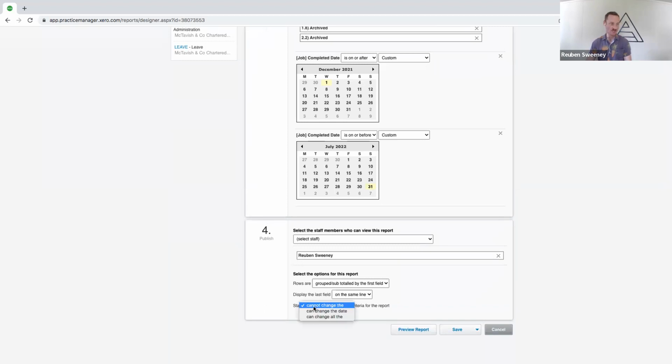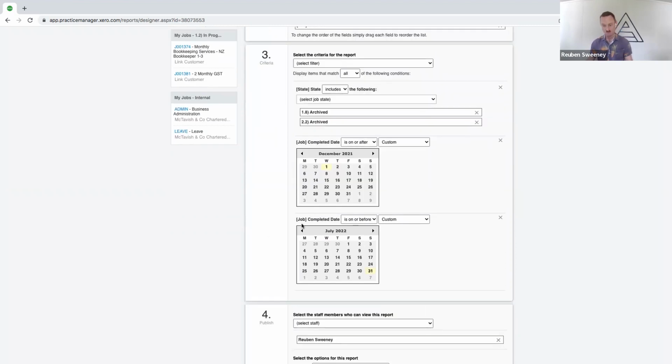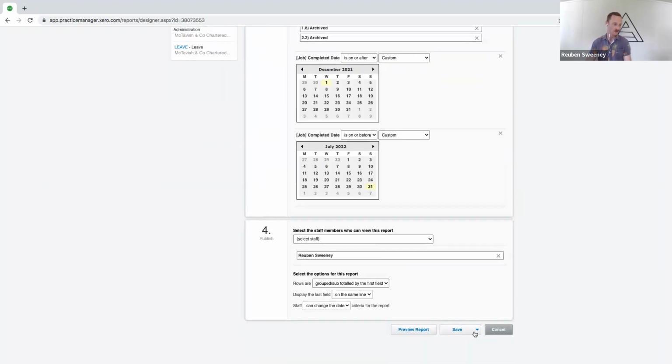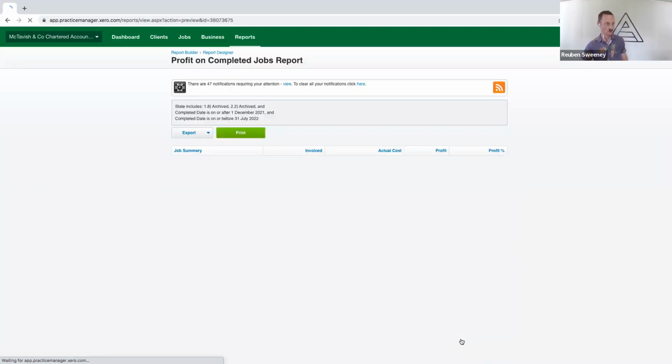And then lastly, I'm going to say staff can change the date. So if I'm sharing this with other partners, I don't really want them fiddling with it too much, but I do want to allow them to edit the date. So let's hover over the blue triangle, click save and preview. That'll save my mean as report and show me what it looks like so I can go back and fiddle with it if I need to.